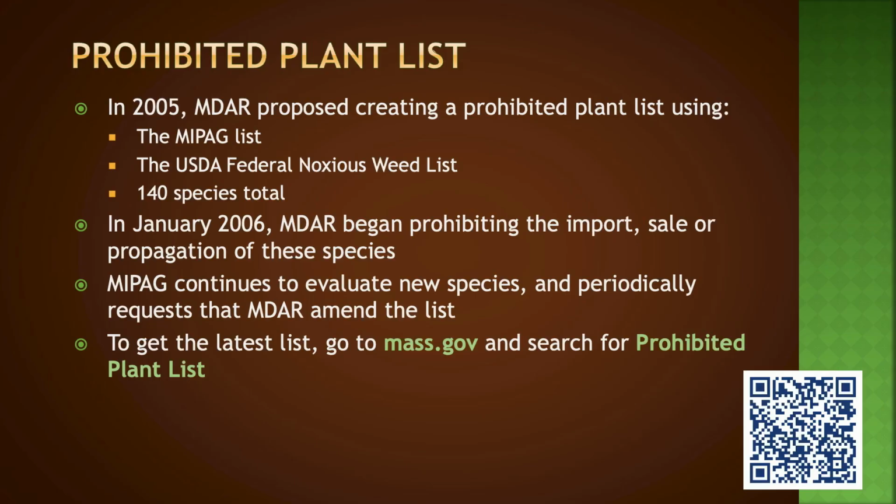So this was just an advisory group, but we wanted to sort of codify this list at the state agency level. So in 2005, my agency proposed creating what we call the prohibited plant list, using all of the species that MyPAG had recommended at the time. So this was back, wow, 20 years ago.